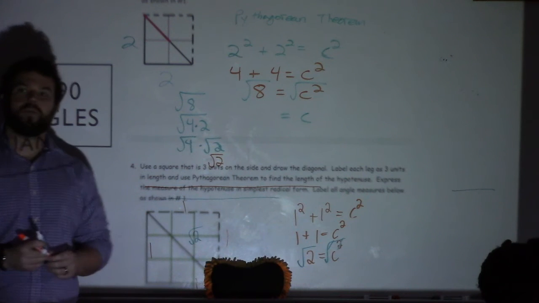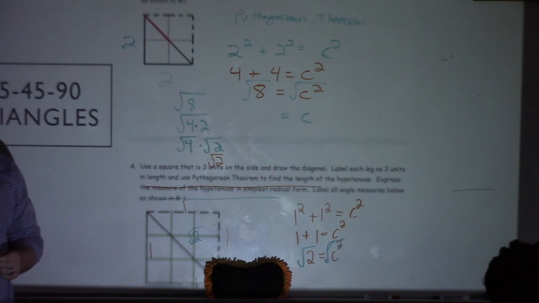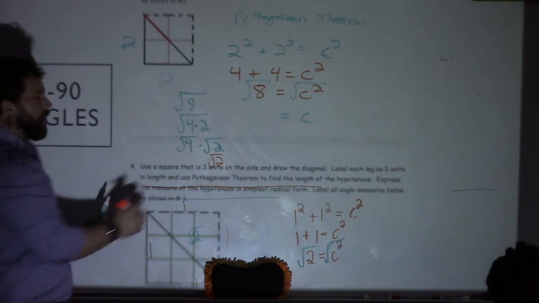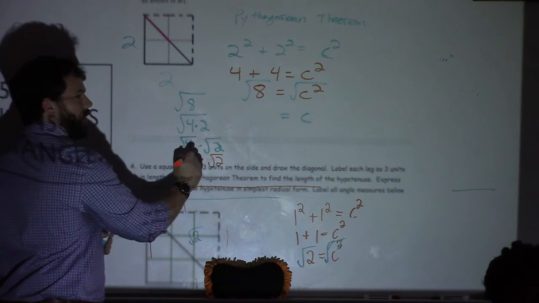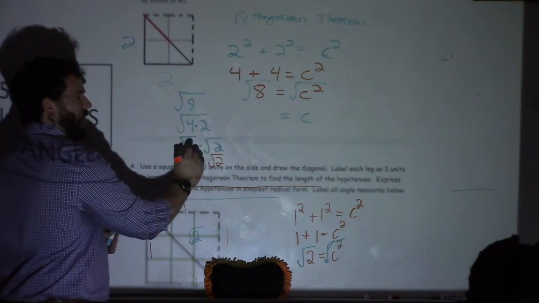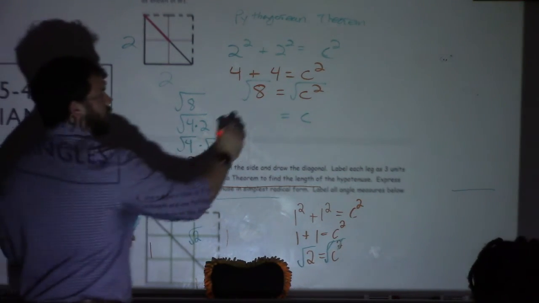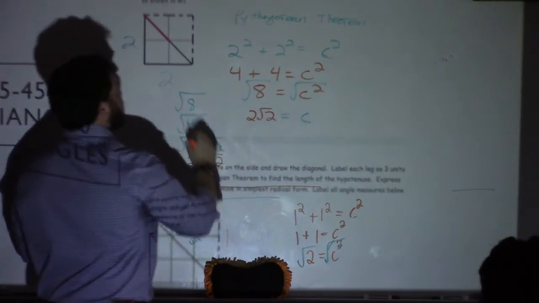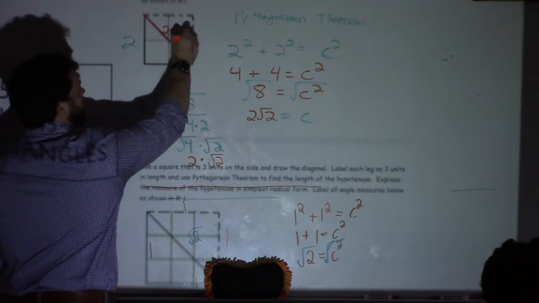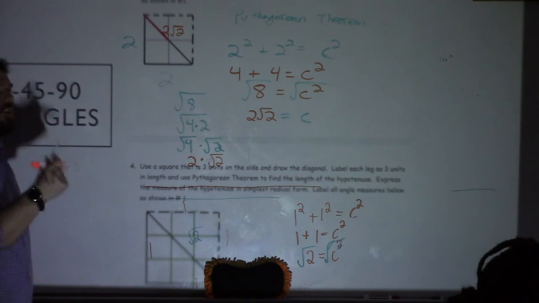Can I take the square root of 4 easily? Yes. What is the square root of 4? 2. The square root of 4 is 2. It's okay to make mistakes, Matthew. Hey, focus up here.